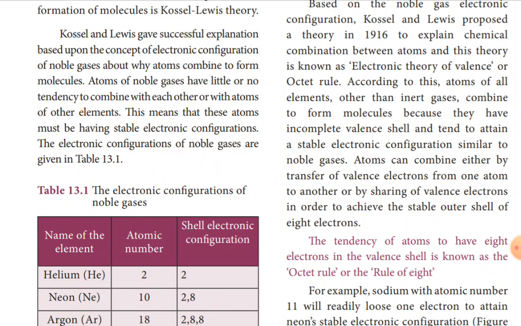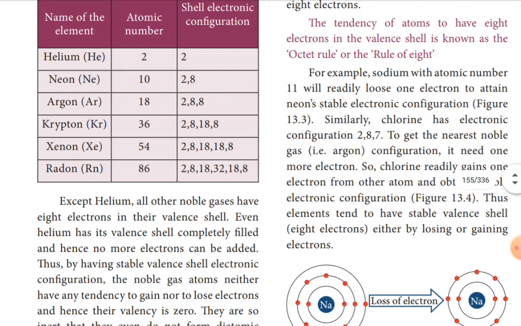Even they will not combine with one another to form a diatomic state. They are always in the monoatomic state. So except helium, all other noble gases have 8 electrons in their valence shell. Even helium has its valence shell completely filled and hence no more electrons can be added. Helium has 2 electrons in the first shell, the K shell, which is the maximum number of electrons that can be accommodated in the K shell.